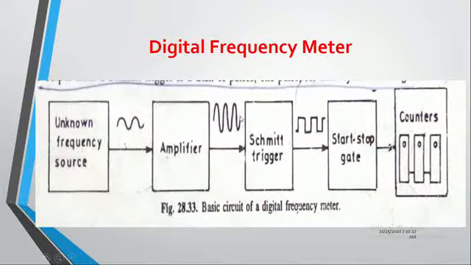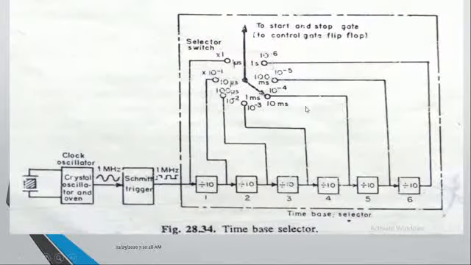The Schmitt trigger is the one which will convert the sinusoidal wave into the square wave format, and these square wave signals are given as an input to the counters through the switch, and this switch is controlled by the controller. This switch is opened and closed based on the time period. That controlling block is called the time based selector, which looks like this. So here we have the time based selector.